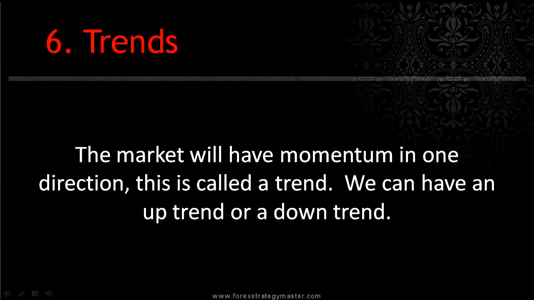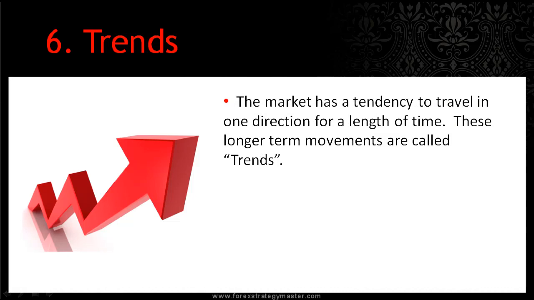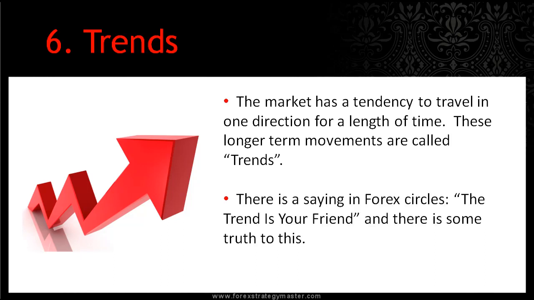Trends. The market will have momentum in one direction, and this is called a trend. We can have an uptrend or a downtrend. The market has a tendency to travel in one direction for a length of time. These longer-term moves are called trends.